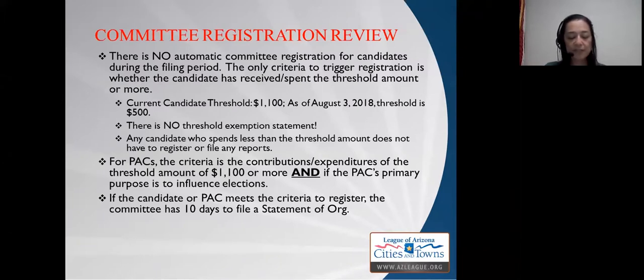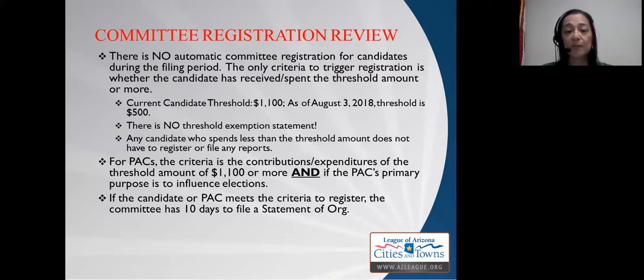Okay. So let's review the committee registration piece. There is no automatic committee registration for candidates during the filing period. This is triggered only when they reach that threshold amount. For right now, that's $1,100. As of August 3rd, it's going to be $500. There is no threshold exemption statement at all.